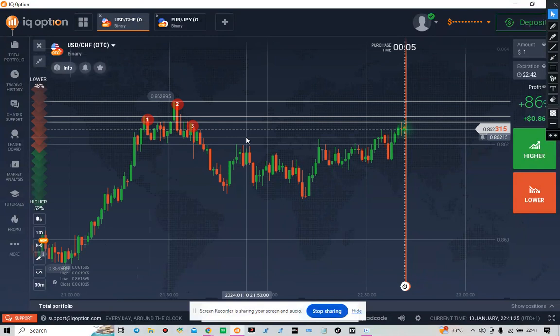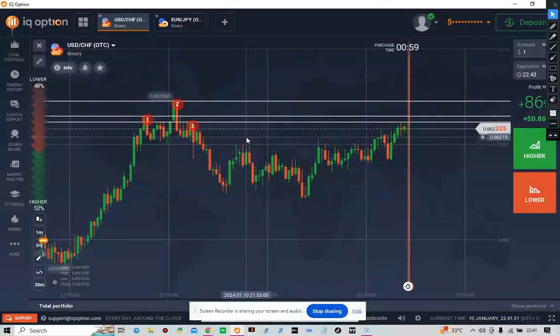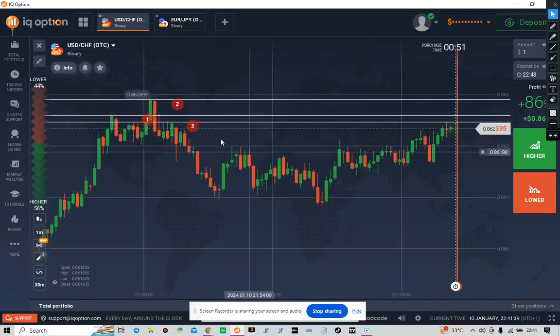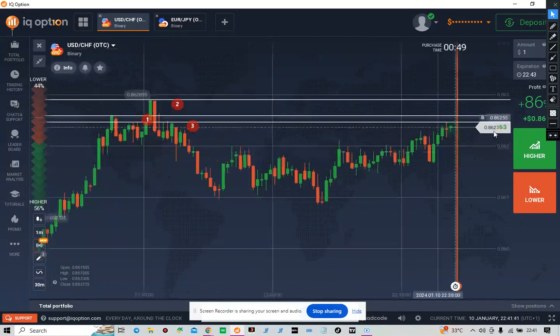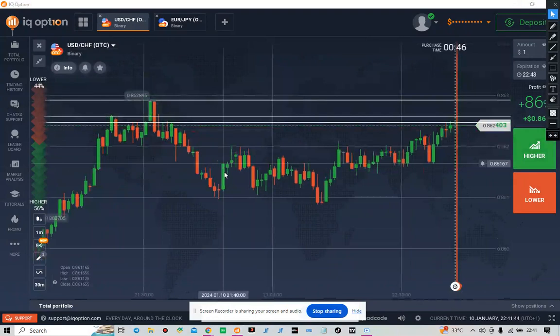Okay, so I prefer you to use two lines, but I'm using the third line to explain to you that if you want to draw an area of resistance or an area of support, you can use three lines. Okay, but you should know that using three lines is not compulsory, but I like to use two lines. Two lines will make your chart look better.